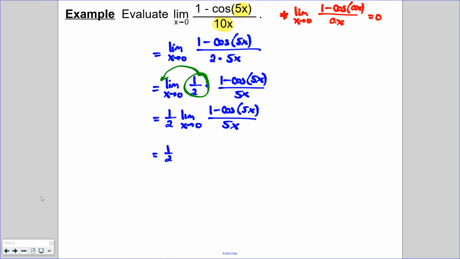And that's going to leave us with 1/2 times, and since the limit now matches the identity, we know that that guy is going to be 0. And 1/2 times 0 is 0. And there you have it. So the important things to remember is, does x approach 0? Can you make what we have look like what we want? And with the cosine identity, make sure the inside of the cosine function matches the denominator.